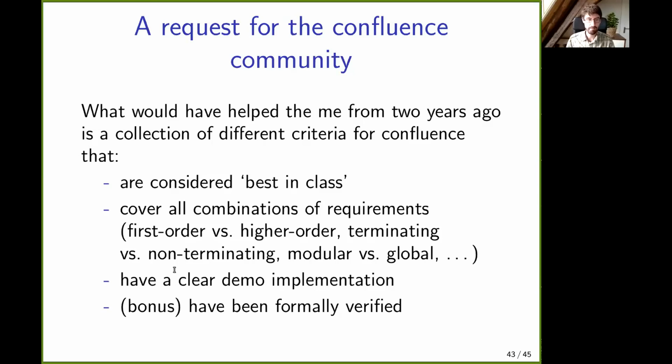And then something that would have been very useful would be to have some kind of demo implementation that I could easily use for my implementation. And then as a bonus, maybe it's not always easy, I know, but formally verifying the correctness of these criteria would be something that is very good to do as well.